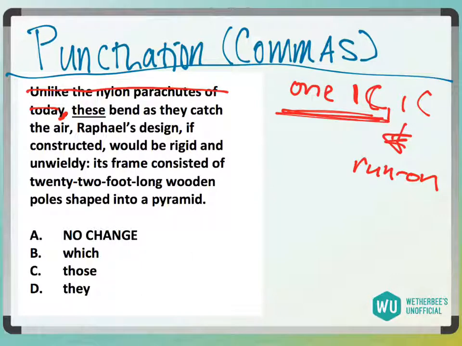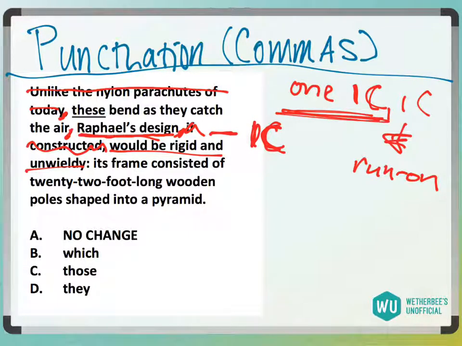Okay, so if this says "these bend as they catch the air," right? What we have here in a comma here is Raphael's design, comma, if constructed, comma, so this would be a dependent clause. We already have "Raphael's design would be rigid and unwieldy," right? So his design will be rigid and unwieldy. This is already an independent clause. So we already have an independent clause.